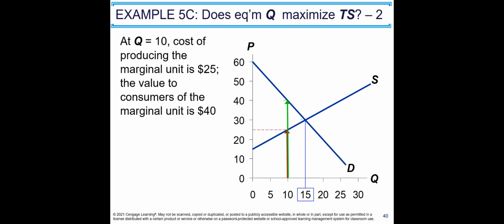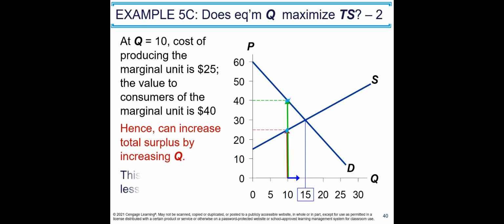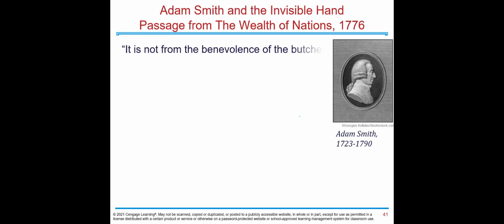At quantity 10, the cost of producing the marginal unit is 25. You can see here from the supply curve. And the value to consumers of the marginal unit is 40. Hence, you can increase total surplus by increasing quantity. If you move in that direction, you are adding a net benefit. This is true at any quantity less than 15.